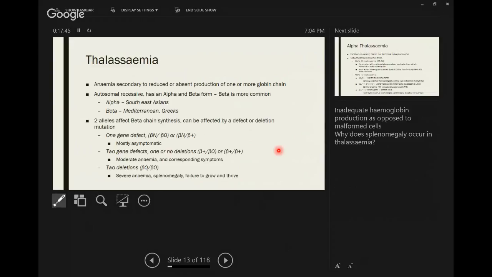You can get 2 gene defects, so 1 or no deletions, so a deletion and a mutation, or 2 mutations, and that's moderate anemia and corresponding symptoms. With 2 deletions, so if you can't create any beta globin chains, you get severe anemia, splenomegaly, and a failure to grow and thrive. And this is all investigated by hemoglobin electrophoresis. So you separate out and work out how much of each type of hemoglobin you have, because if beta chain hemoglobin is affected, you get increased levels of, occasionally, fetal hemoglobin, but mostly increased delta hemoglobin.